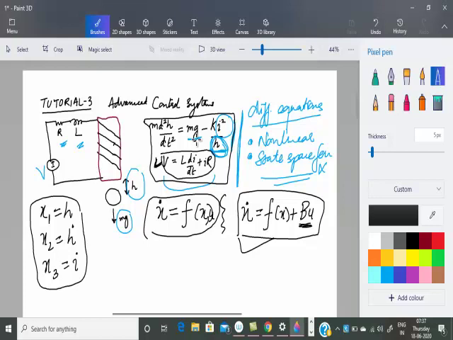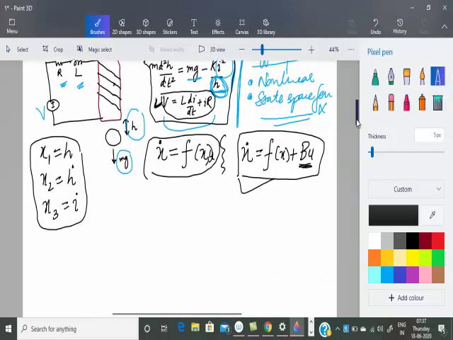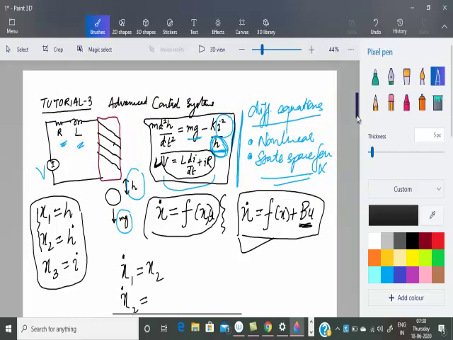So the first state equation would be x1 dot, right? And this x1 dot is equal to x2, as you can see from the definition here, right? The second state equation you'll get from x2 dot, you'll get from the differential equation that you have written here for the velocity.